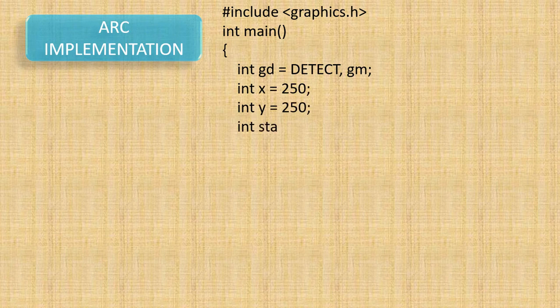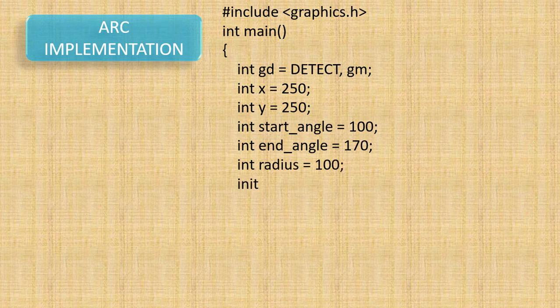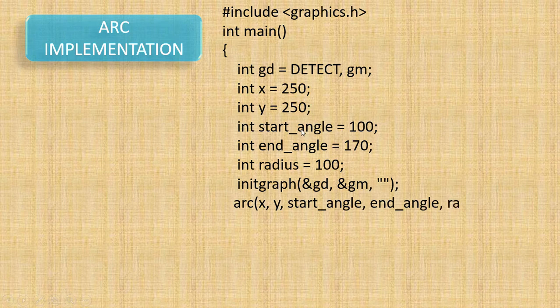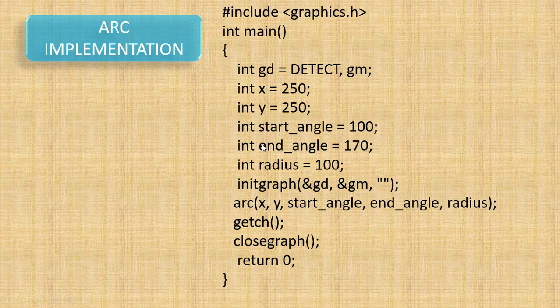So first of all we need to include the header file, which is graphics.h. Then the main method, which has data type integer, opening curly bracket, and GD and GM variable declaration. Now the parameters of arc are declared here or the values are defined separately. If you want to skip this part, you can write those values in the arc function only. Okay, so right now the center of that arc will be 250. Starting angle is 100, ending angle is 170, radius is 100.